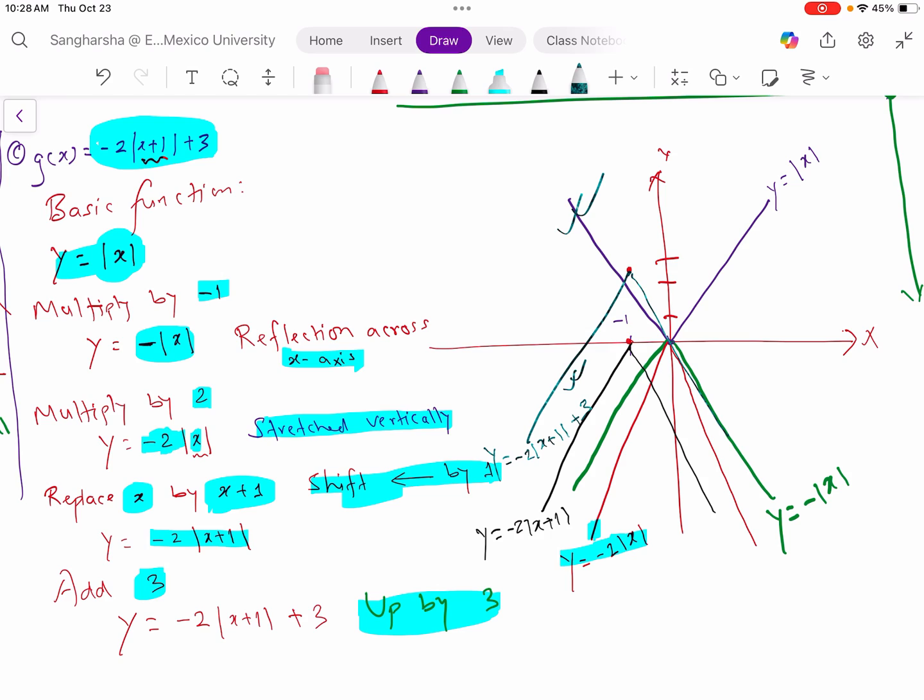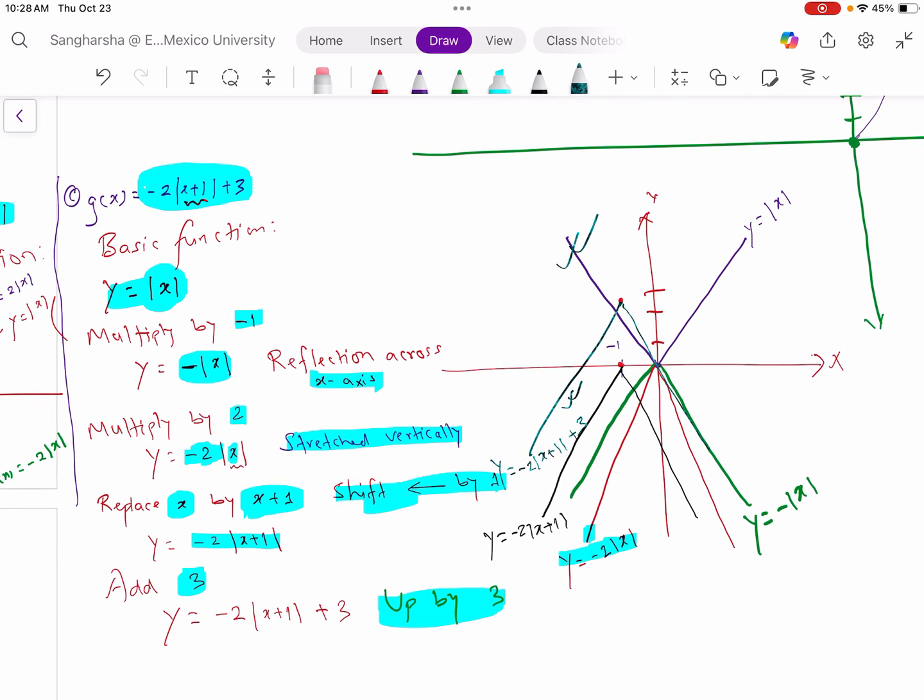So we use different transformations to get the graph of a given function from a basic function. Okay, and these transformations you do not need to memorize. It will be given on your formula sheet, but you should know how to use them. Okay, any question up to here?